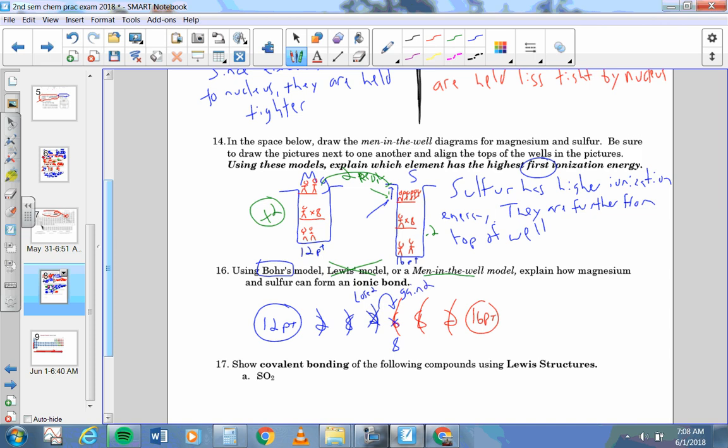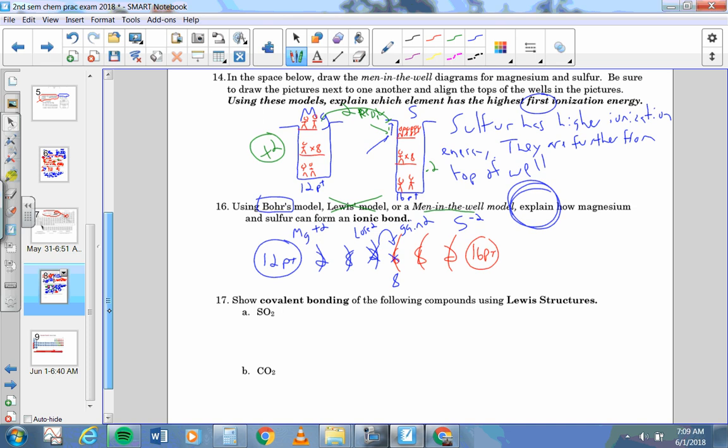When it loses 2, this is magnesium. Now it has a +2 charge. This is sulfur. It now has a -2 charge. A match made. Now they stick together because of opposite charges. This says to explain it. I just explain it in words, and I have a diagram. You'd need to put a little bit more explanation to get the full points for that.